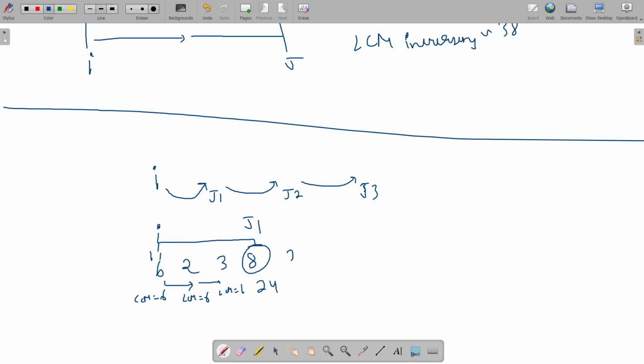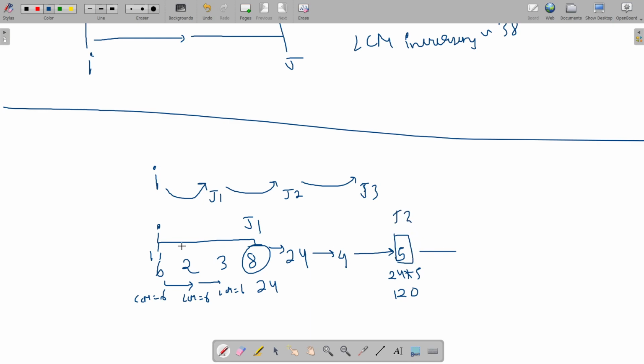Suppose the next index is 24 again. So the LCM will not change, so we are not concerned with this. Then suppose the next value is, let's call it 4. The LCM will not again change. But suppose then the value is 5. So the LCM will now become 24 into 5, I think. So it will become 120. Okay. So this is J2 and so on.